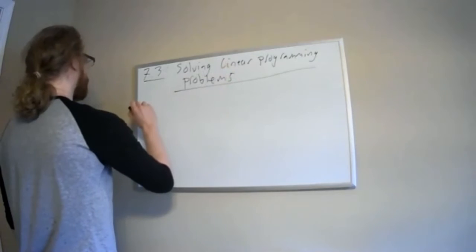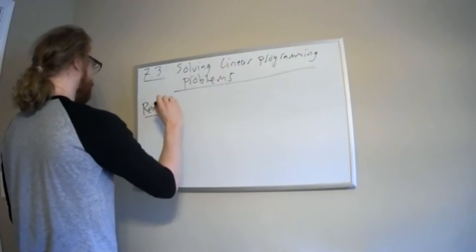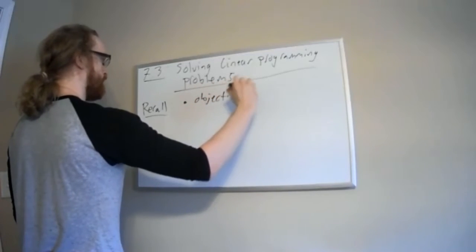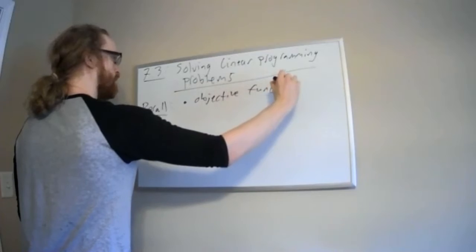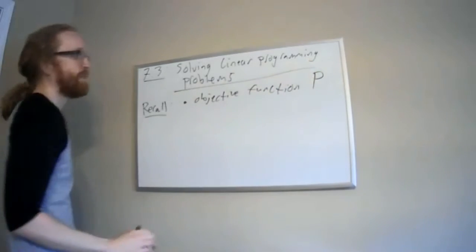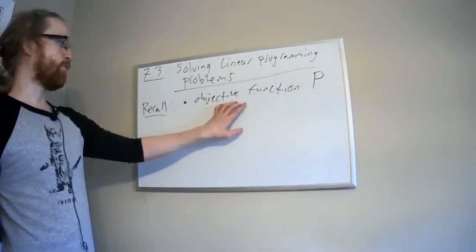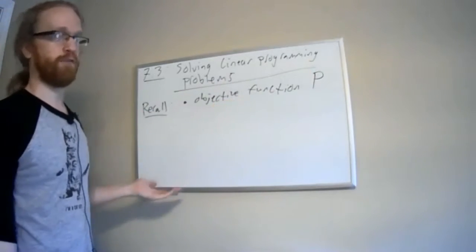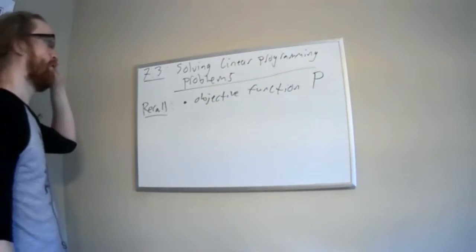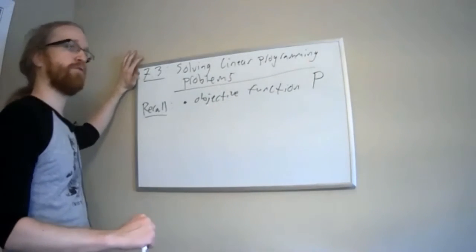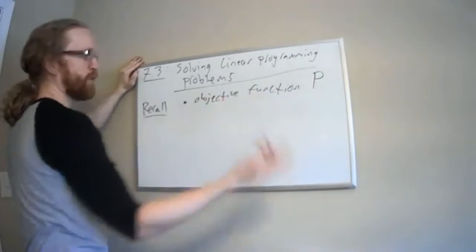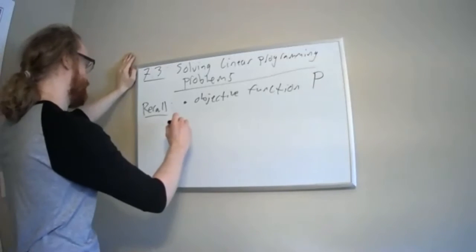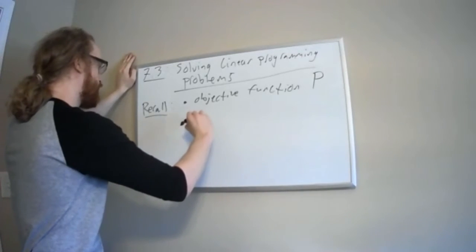Just recall the ingredients of a linear programming problem. We have an objective function, which we usually denote by capital P. This represents whatever we want to find the maximum or minimum of. Often it was profit or cost, right? You might want to maximize profit or minimize cost. P is just some formula that represents whatever quantity we want to maximize or minimize. We call it the objective function. And then we had constraints.